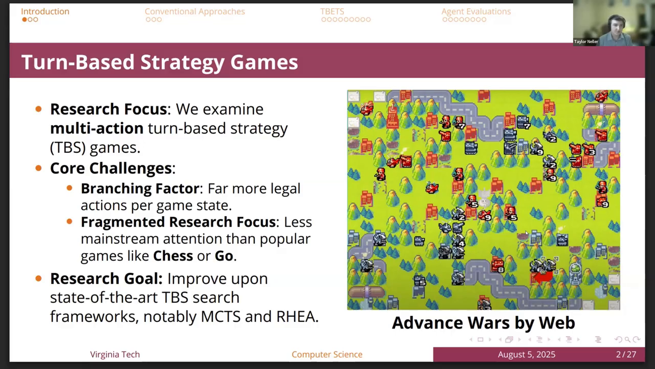And so there is a huge branching factor to these types of games, far more legal actions per game state than there usually might be in a board game. Another challenge in this line of work is that there aren't focal games like chess or Go that draw a lot of research attention, so there are fewer papers to compare against. There's also a variety of games that people are doing research on, not just a few. So our research goal here is to improve upon state-of-the-art turn-based strategy search frameworks, most notably Monte Carlo tree search and Rolling Horizon Evolutionary Algorithm.